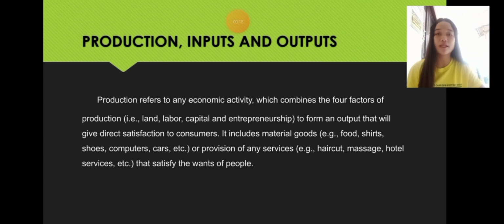Production inputs and outputs. Production refers to any economic activity which combines the four factors of production, which are land, labor, capital, and entrepreneurship, to form an output that will give direct satisfaction to consumers. It includes material goods, which are foods, shirts, shoes, computers, cars, etc., or the provision of any services, haircut, massage, hotel services, etc., that satisfy the wants of people.